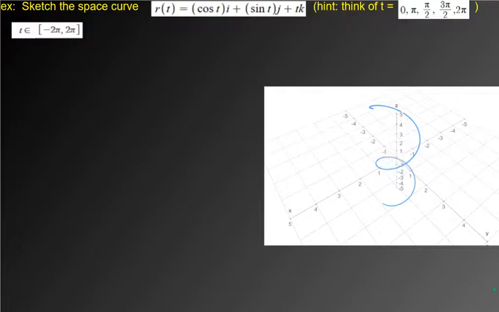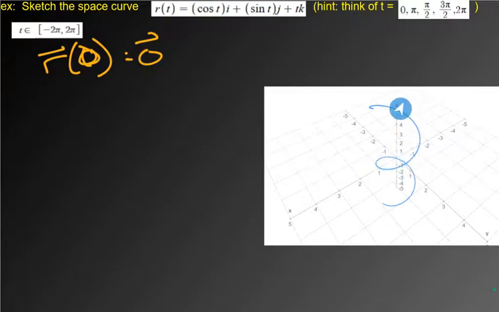That'd be the 0 vector, right? So it's an easy one to write. R of 0 would equal the 0 vector. But then it's just going to continue moving up as you plug in different t values, right? Like pi is pi up in the z, pi over 2. That's weird. I should have these flipped, but whatever. It would basically be a spiral, right?